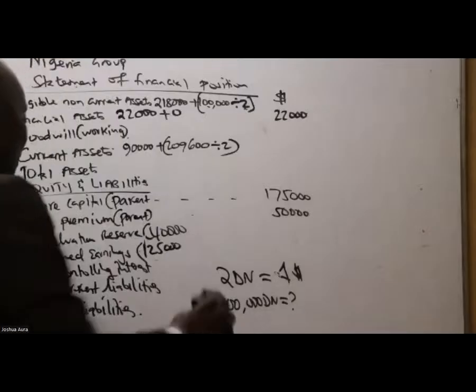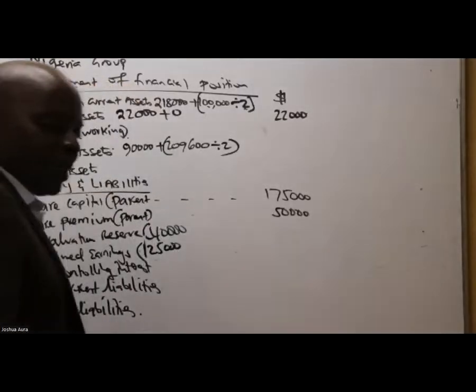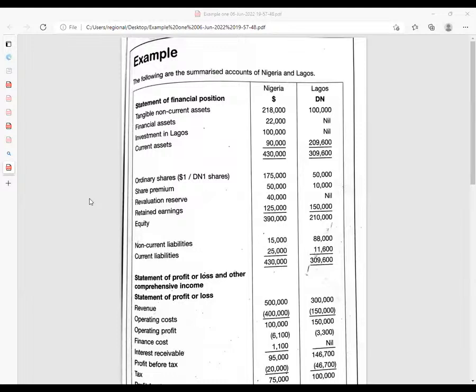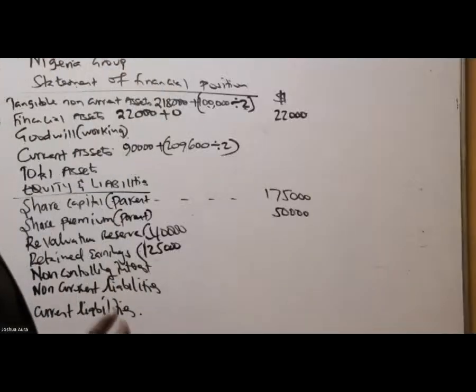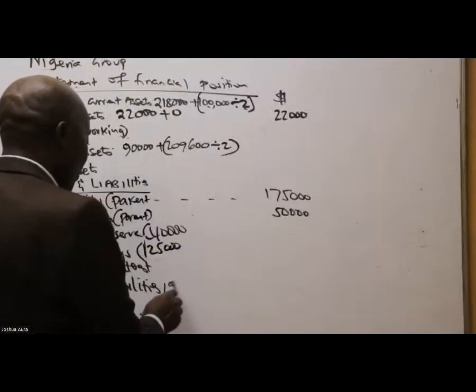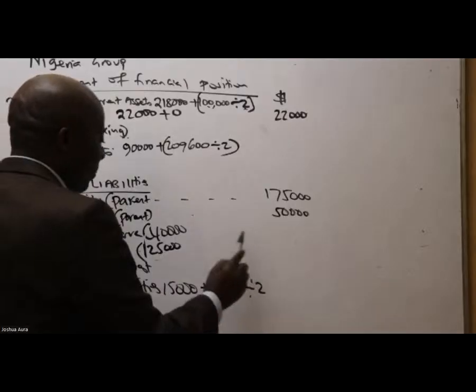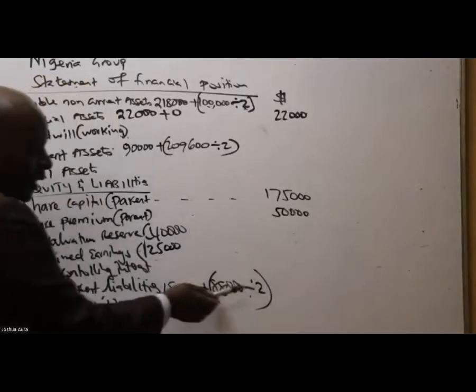On non-current liabilities, I'm combining. I can see 15,000 plus 88,000. But remember, these currencies are different, and we must retranslate the ones of the subsidiary. The 88,000 still falls under assets and liabilities, so it has to be retranslated. So we have 15,000 plus 88,000, but now this has to be divided by 2 like that. And remember, this 2 is only dividing this.